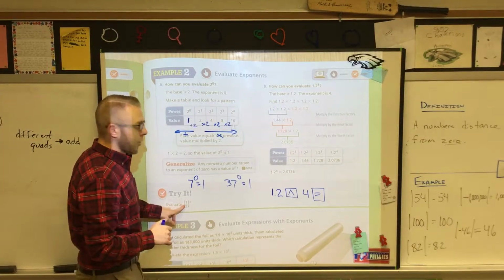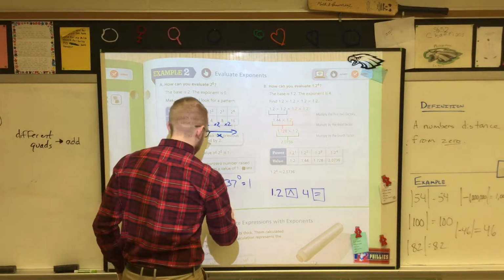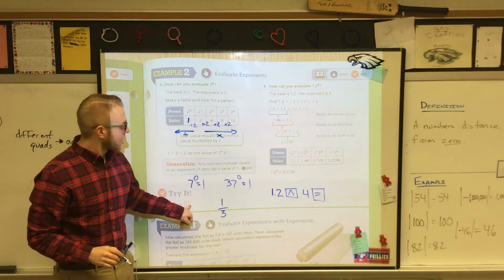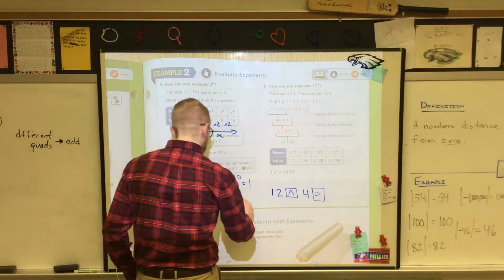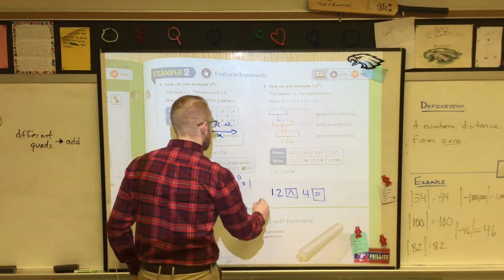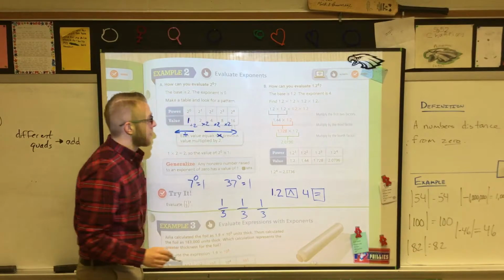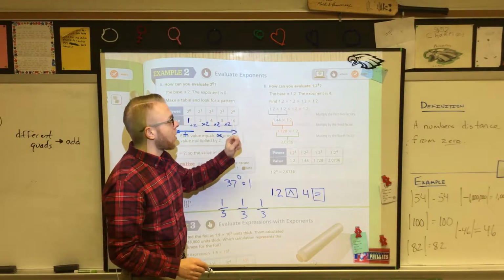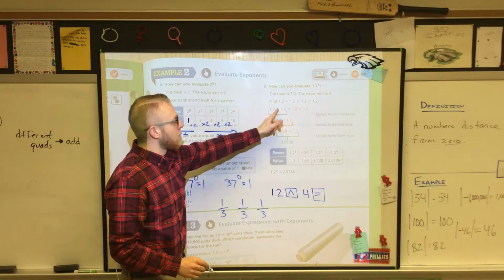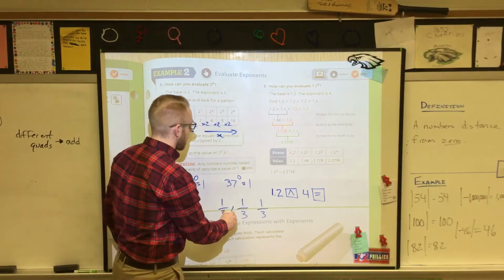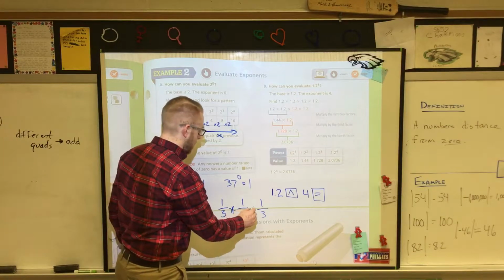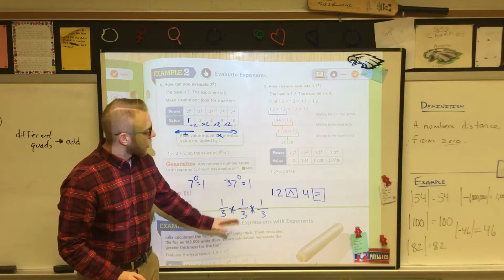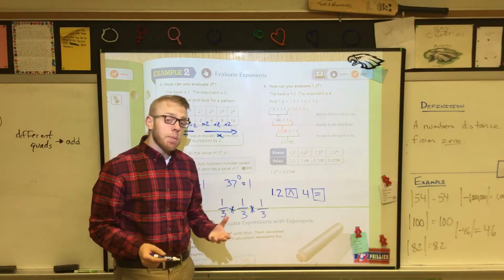We know that 1/3 is our base, and we know that we need to write it 3 times, because that's what our exponent tells us. So I have 1/3 a second time, and I have 1/3 a third time. And hopefully you're remembering this pattern. When we are working with powers, with our base, with our exponent, we are multiplying those together. So if we multiply 1/3 times 1/3 times 1/3, we have a couple of options.